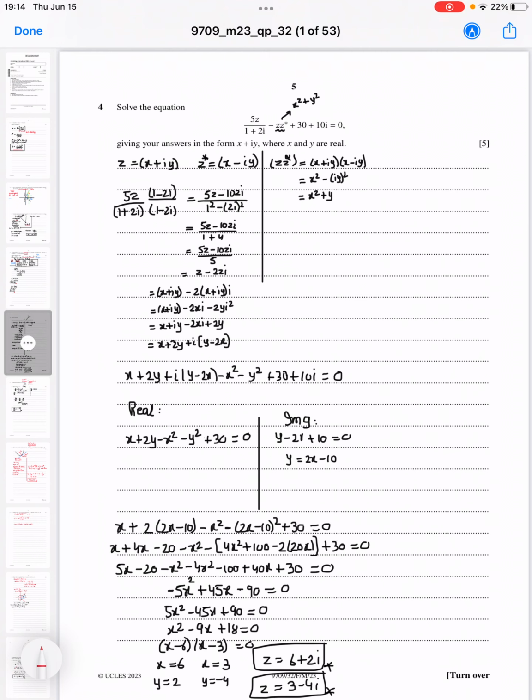Question number 4 is regarding complex numbers. It says, solve the equation 5z over 1 plus 2i, minus z conjugate, plus 30 plus 10i equals 0. So let's assume that z is x plus iy and z conjugate is x minus iy.